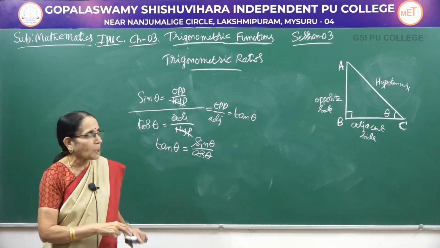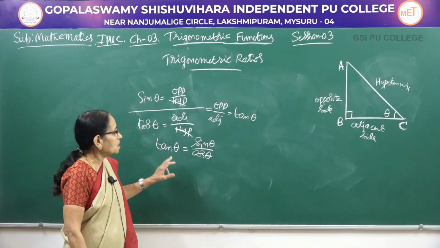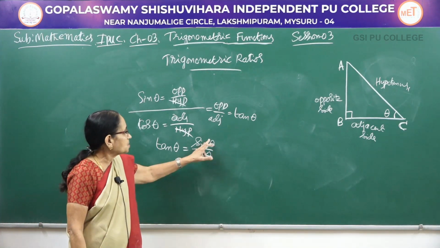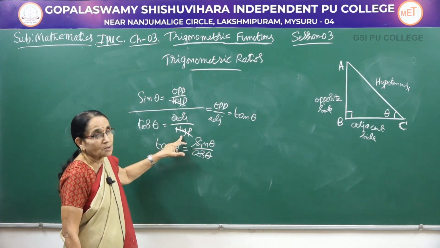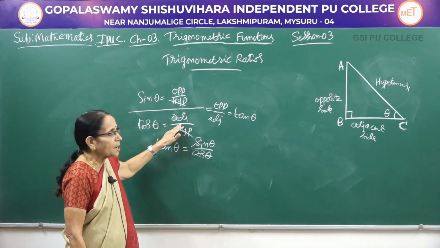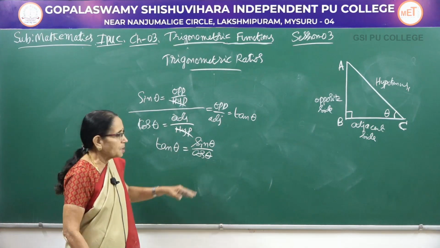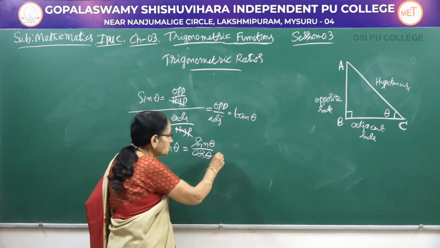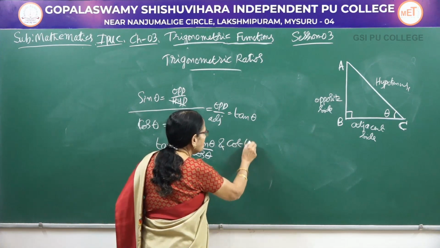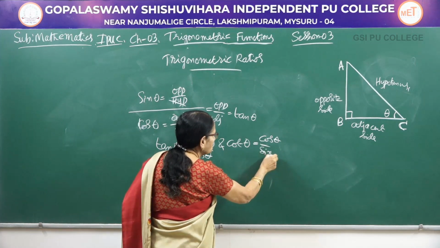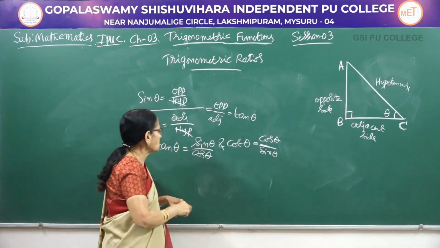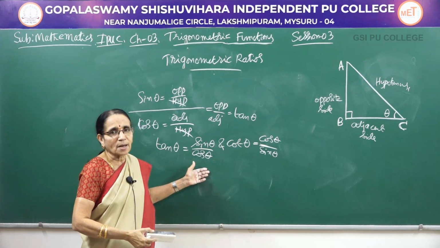That is one information. The other information is that tan theta can be expressed as sin theta by cos theta, because considering this one, hypotenuse gets cancelled and it is opposite over the adjacent side. So, tan theta is sin theta by cos theta. And similarly, you can write cot theta as cos theta divided by sin theta. So, wherever you are having tan theta, it can be expressed like this.